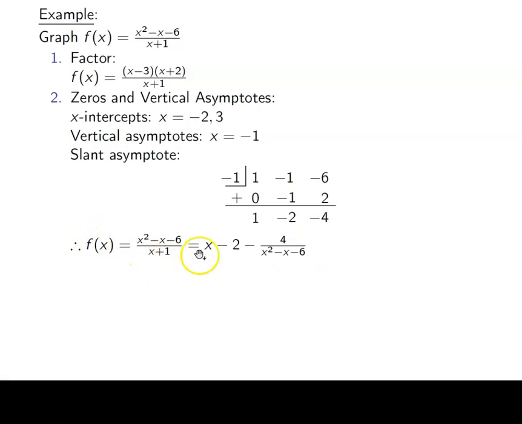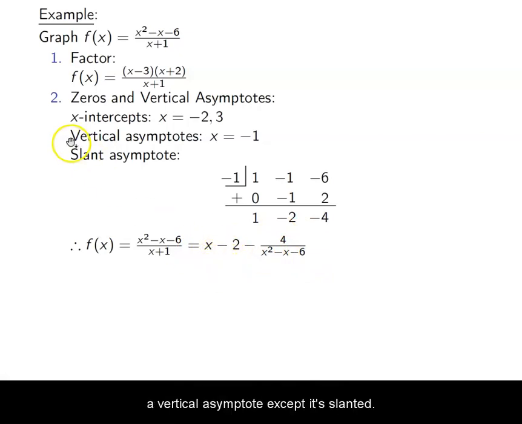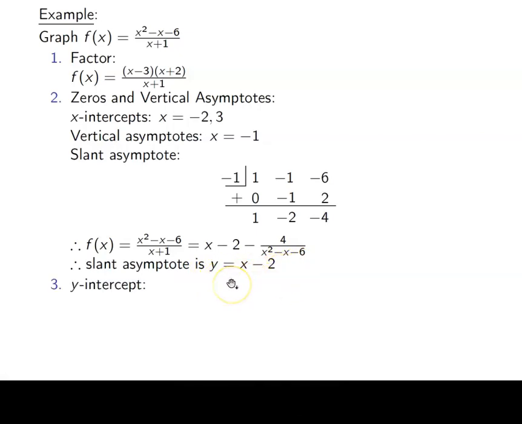When I divide these, it's the same as x minus 2 minus 4 over x squared minus x minus 6. So as a standard division, the slant asymptote is this linear equation without the remainder portion. So x minus 2 is my slant asymptote. It acts just like a vertical asymptote, except it's slanted, right? So I have a slant asymptote of y equals x minus 2. I can't cross this line at all, okay? My y-intercept is what happens when I plug in 0. So -6 over 1 is a -6, okay?